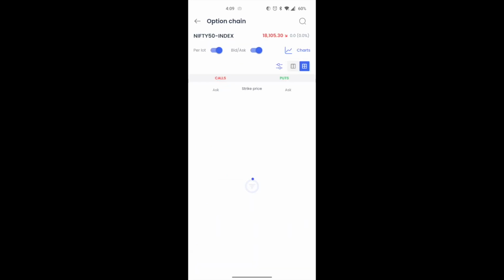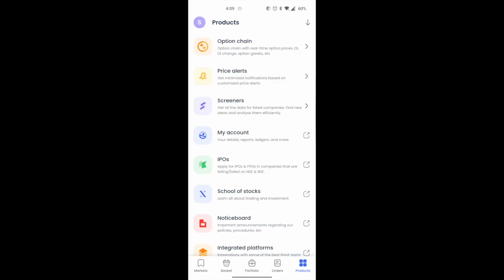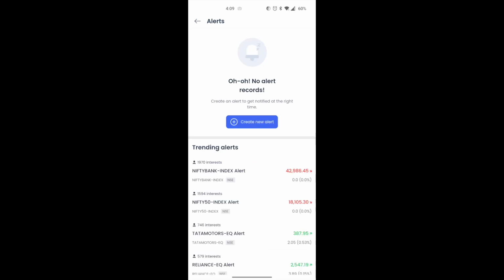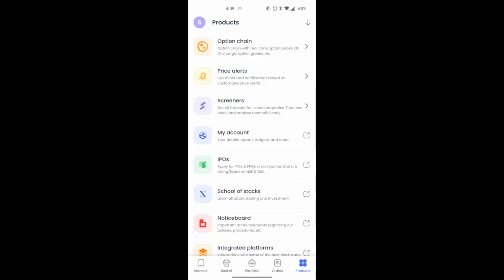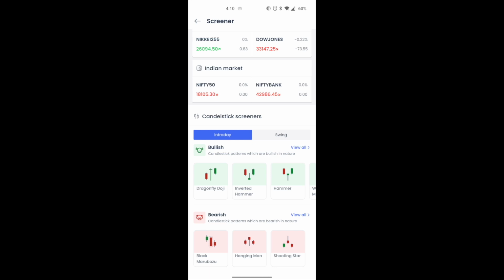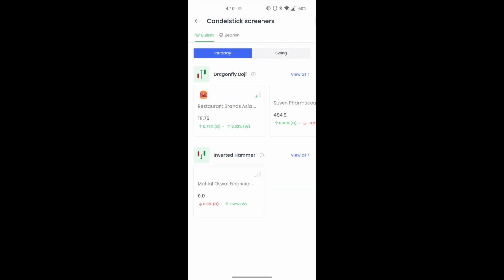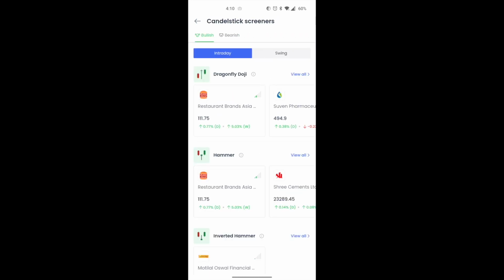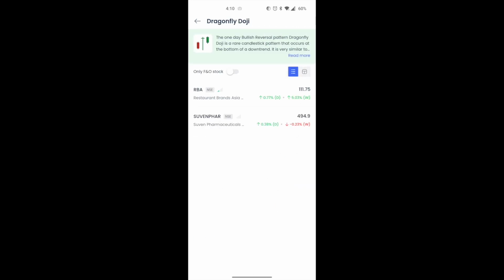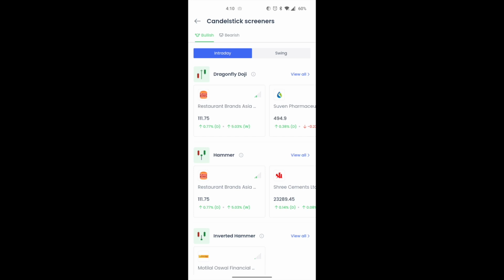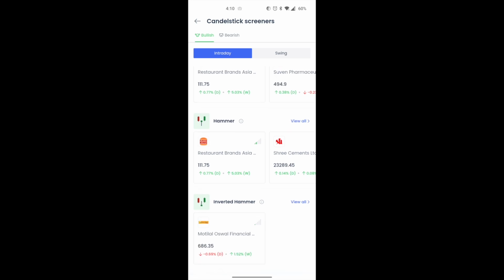Let's say option chain, you will be able to see price alerts here. As a product, you can set price alerts accordingly. In the screener, you will be able to see what the bullish candlestick patterns are. We have Dragonfly Doji. You can see all these patterns, all these companies as well. Hammer patterns formed in which companies. Inverted hammer formed in Motilal.